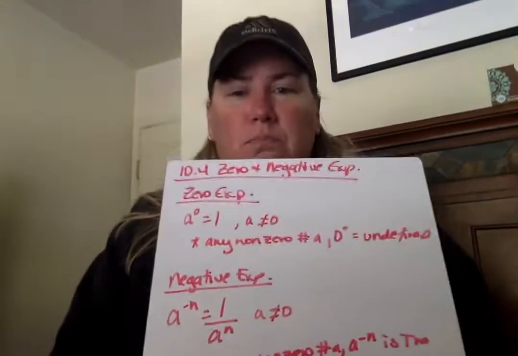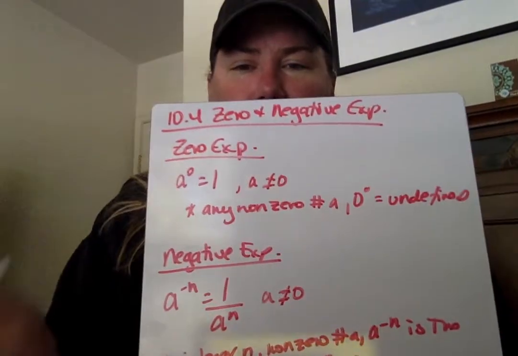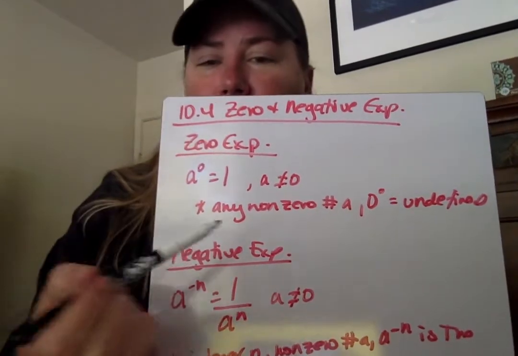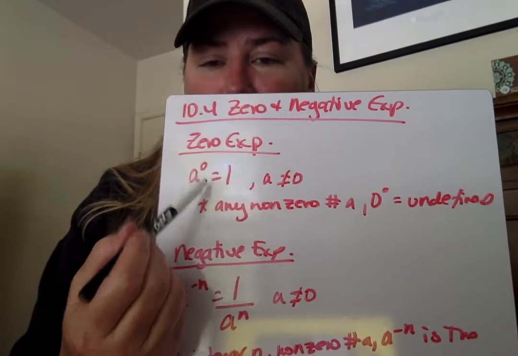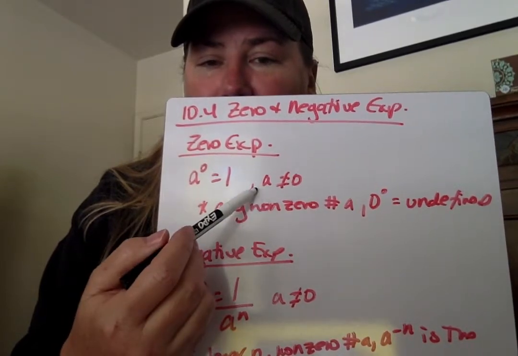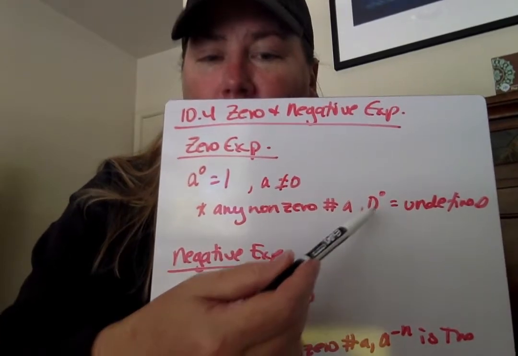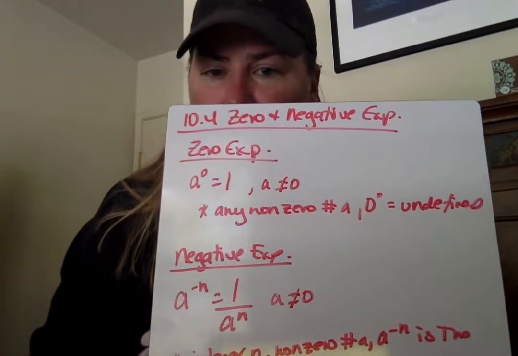Here we go. 10-4 is about zero exponents and negative exponents. And I wrote powers, but it's properties, sorry about that. Okay, so 10-4. Here we go. Zero exponent. It says, for any non-zero number A, so basically anything but zero, if you raise it to the zero power, you're going to get 1. But remember, A cannot equal 0. And here are the words. Any non-zero number A, and 0 to the 0 is undefined. You can't do it, okay?